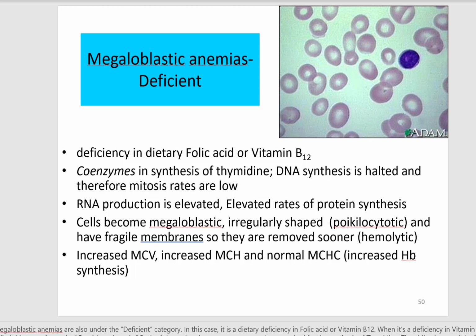These red blood cells have an increased MCV, an increased mean corpuscular volume. They also have an increased mean corpuscular hemoglobin. They have more hemoglobin that can fit into the cell. Their MCHC, a ratio between mass and volume, is the same. They might have a normal MCHC.